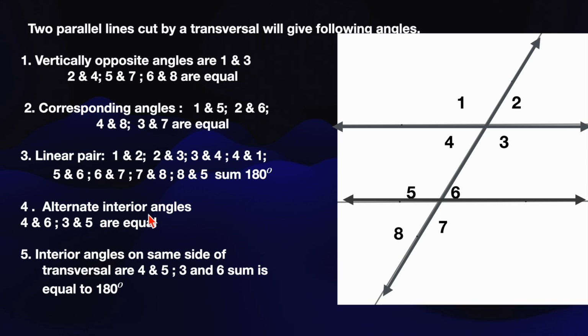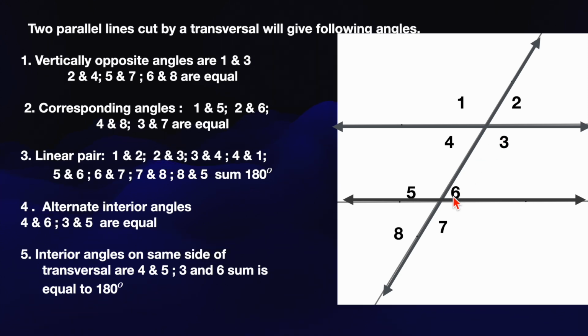Okay. Alternate interior angles. So here, what are interior angles? See, these are the two parallel lines, and all the angles in between the two parallel lines are called interior angles. So here we have 4, 3, 5, 6 interior angles. So here alternate interior angles. So these are alternate, 4 and 6. They are always equal. Okay. 5 and 3, they are always equal. They are alternate interior angles.